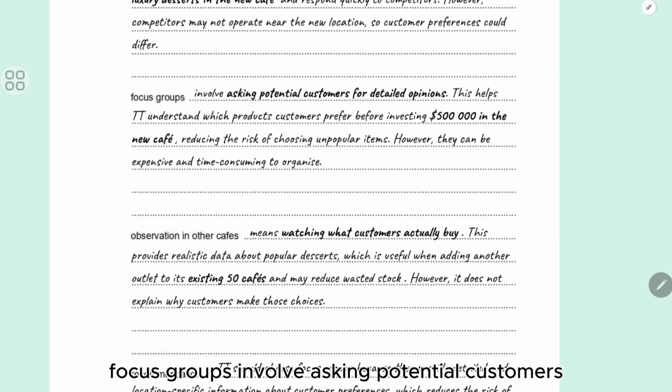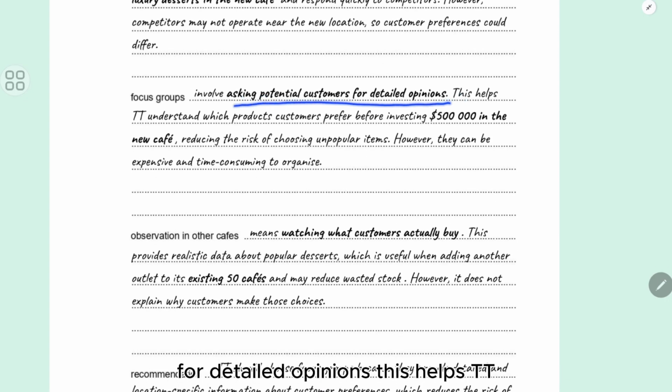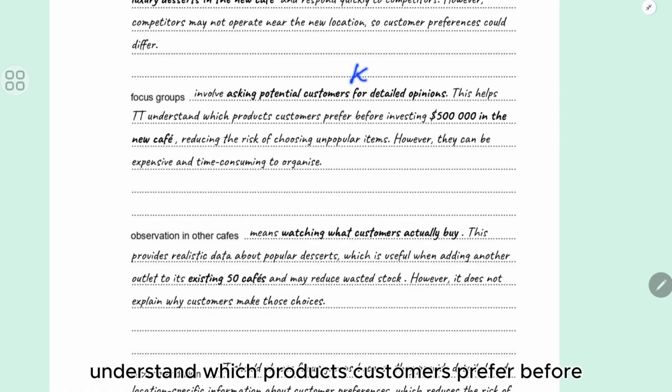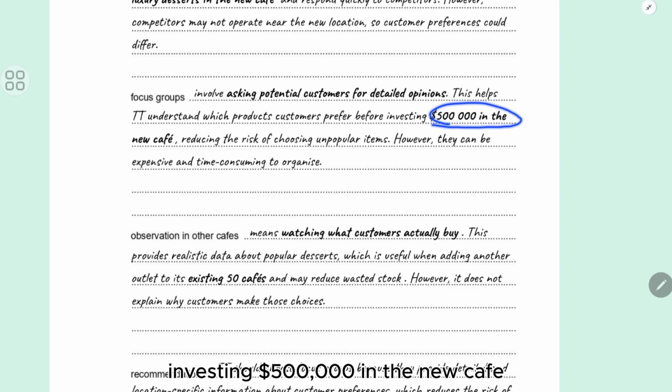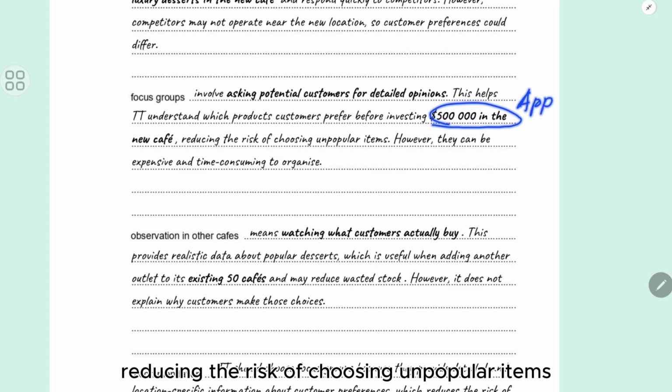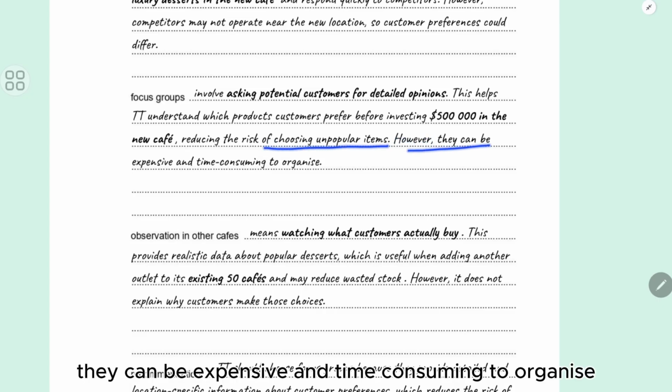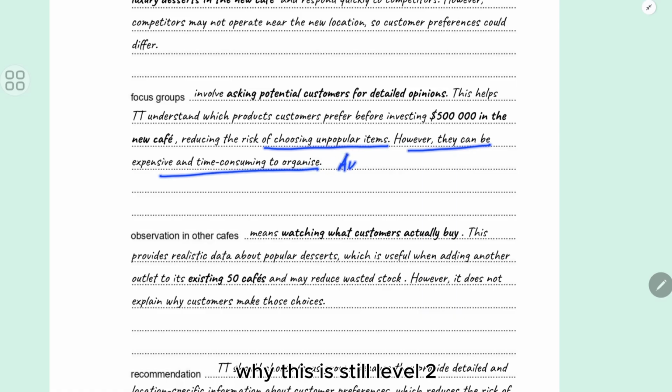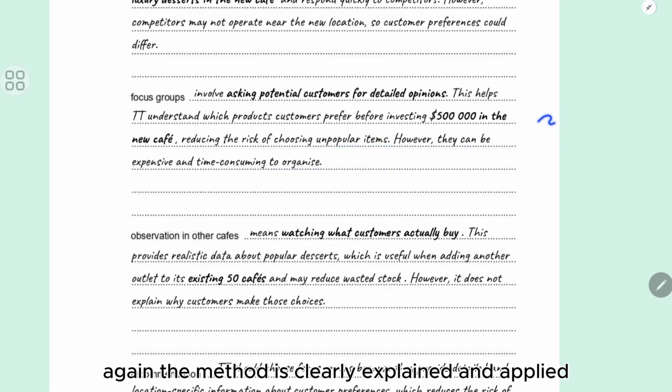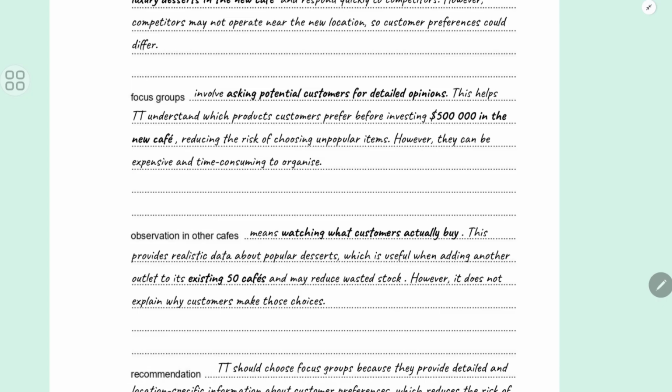Focus groups involve asking potential customers for detailed opinions. This helps TT understand which products customers prefer before investing $500,000 in the new cafe, reducing the risk of choosing unpopular items. However, they can be expensive and time-consuming to organize. Why this is still level 2? Again, the method is clearly explained and applied, and both sides are considered. Since there is no final judgment yet, the answer is still in level 2.